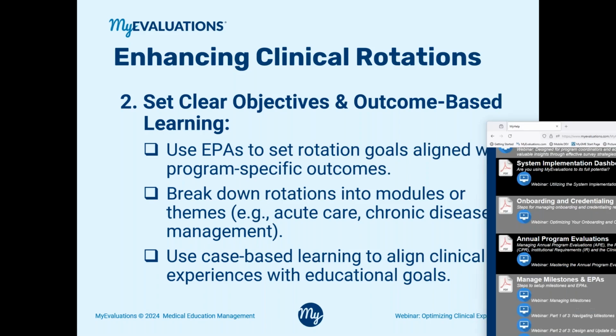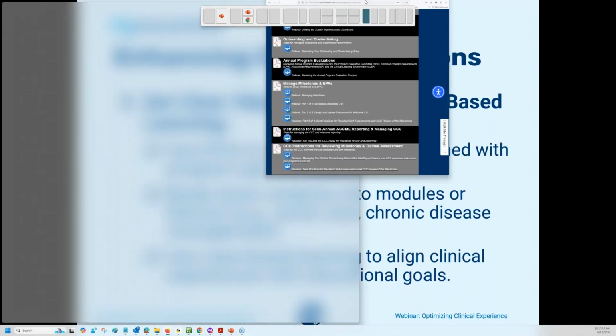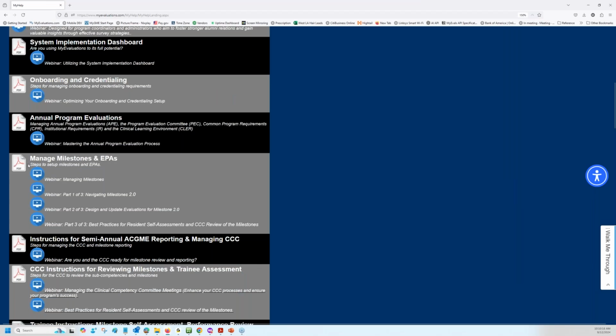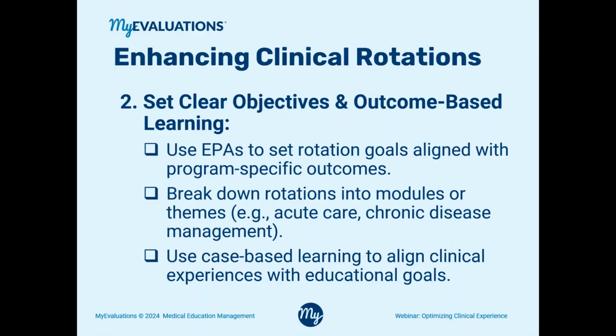So if you access the menu option My Help, and under My Help you see Manage Milestones and EPAs, and there are existing webinars that discuss how to utilize EPA-based evaluations. And more specifically for some of your programs, currently general surgery, soon to come for orthopedic surgery, there are EPA-based evaluations that are now becoming the cornerstone of doing assessments.